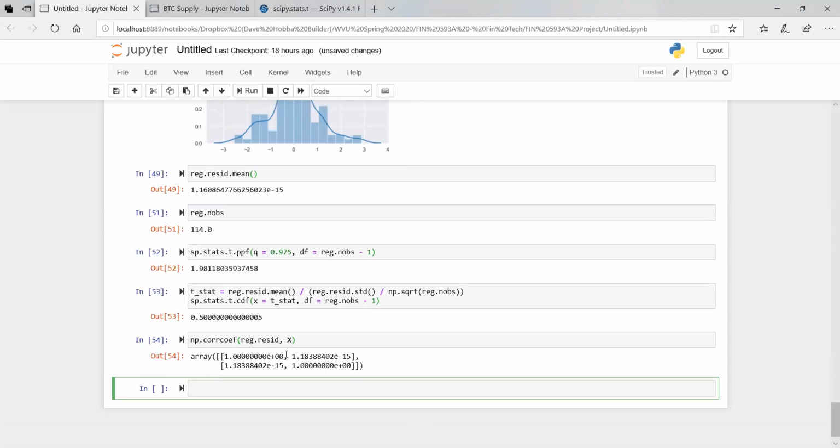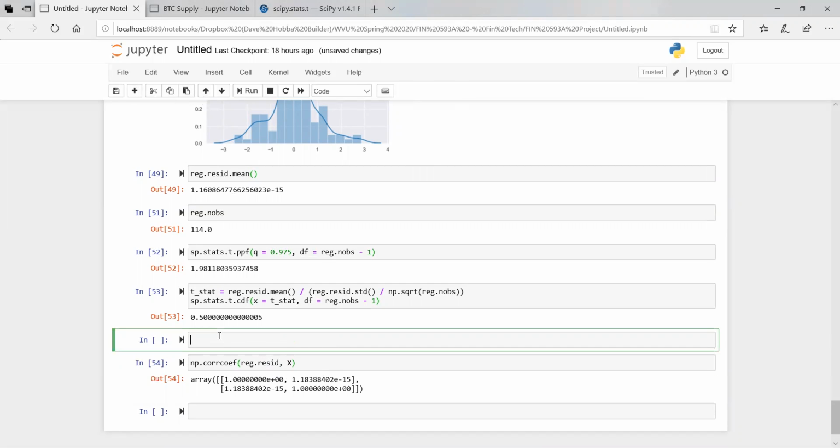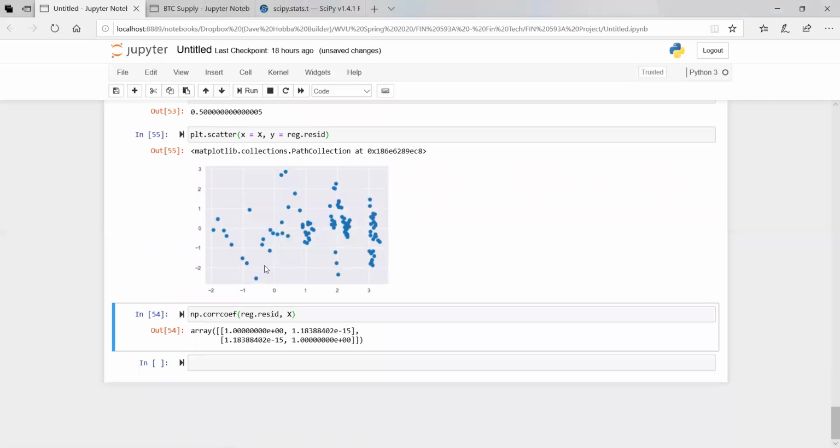This is going to give us an array, and as you can see, it is pretty close to 0. If we plot it out, you'll see it as well. Let's do a scatter where the x is equal to the x values, and y is equal to our regression residuals. You can see that it may not necessarily seem that they are correlated. It doesn't seem quite like correlation.